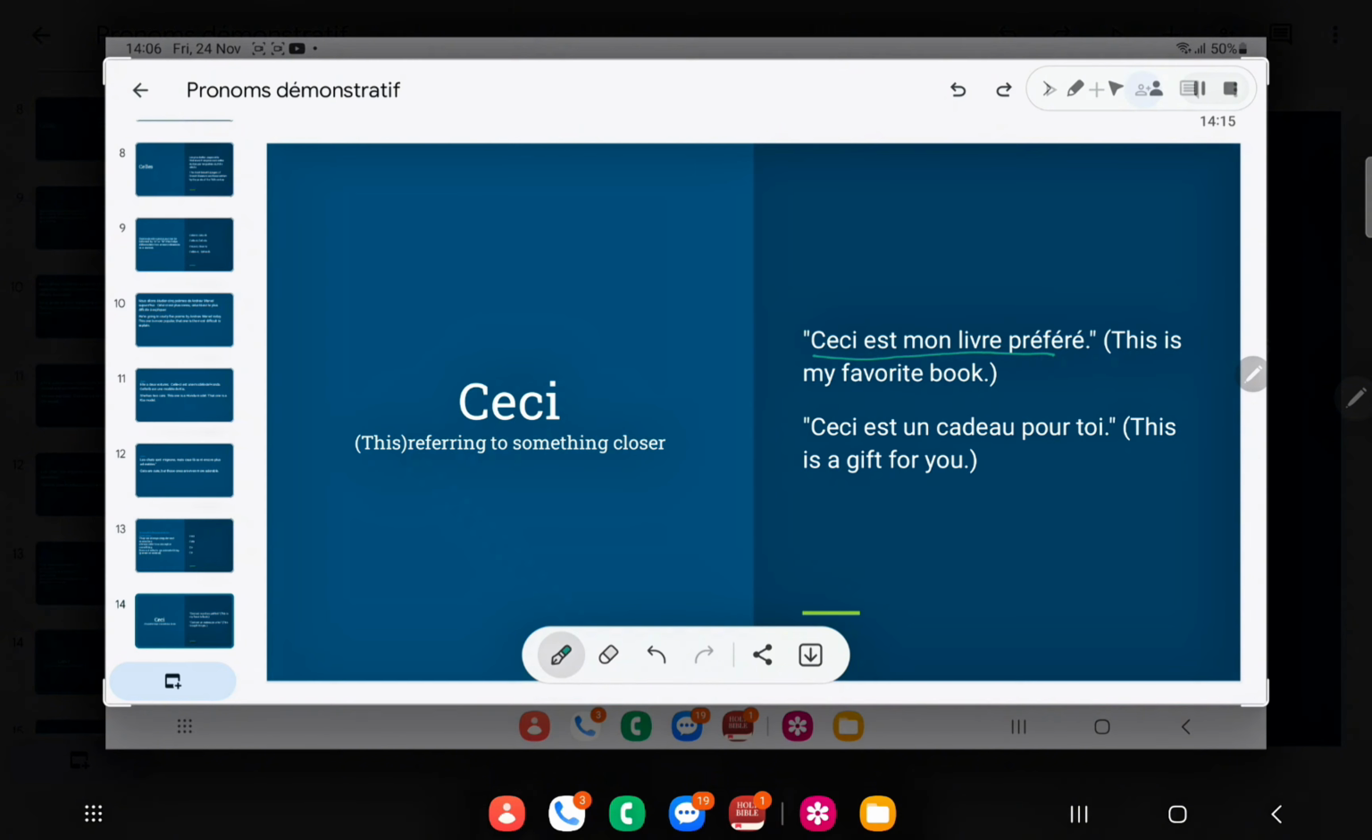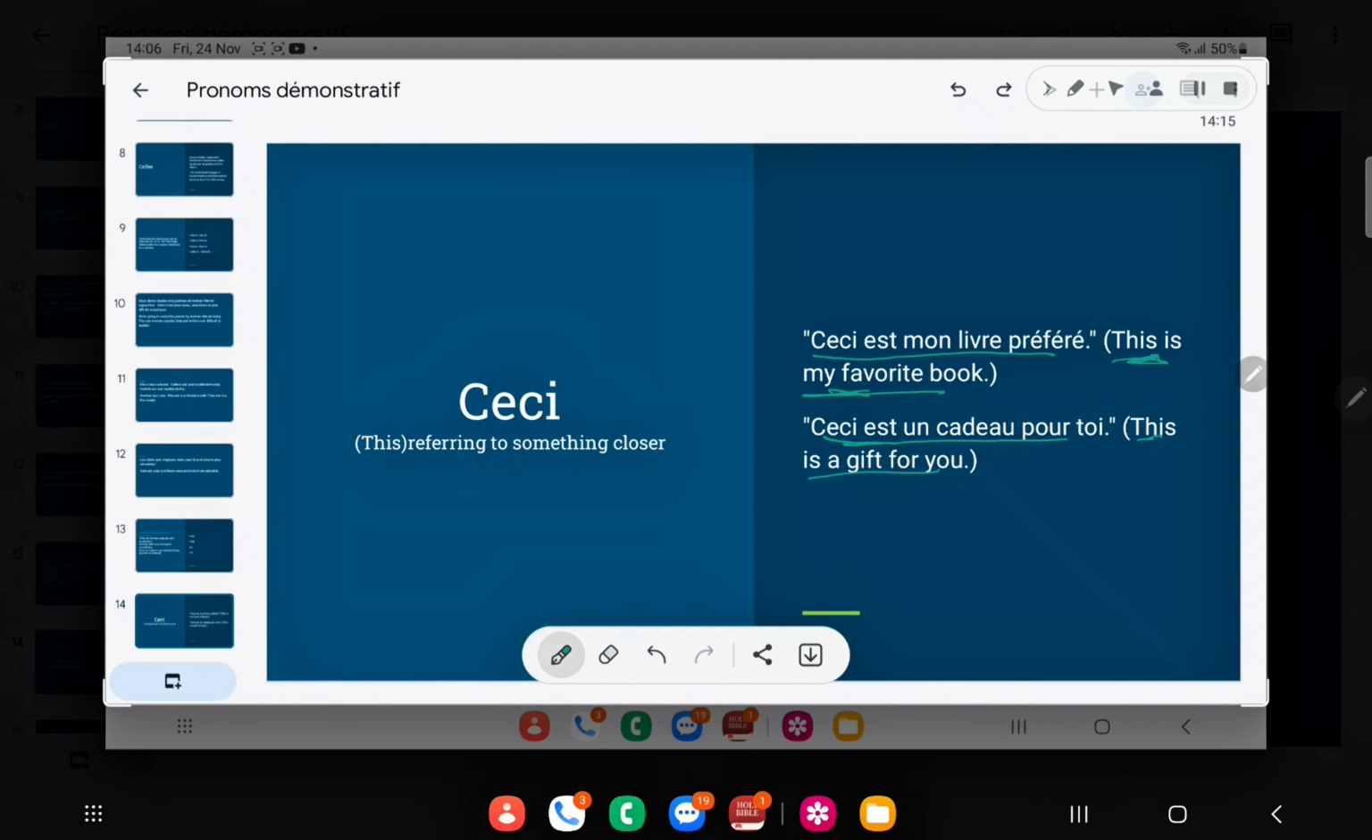Ceci est mon livre préféré. This is my favorite book. Ceci est un cadeau pour toi. This is a gift for you. So from the speaker, from the sentence, you can infer that the speaker is trying to draw your attention to something close by. If I say this is my favorite book, like here, I'm probably holding a book to you or I'm pointing at a book close by.